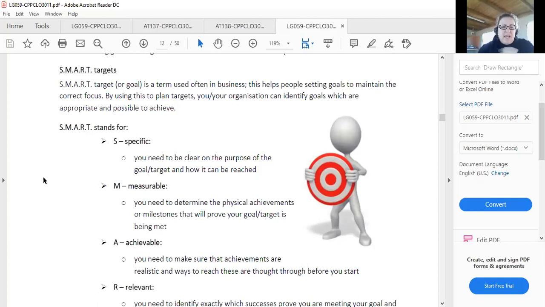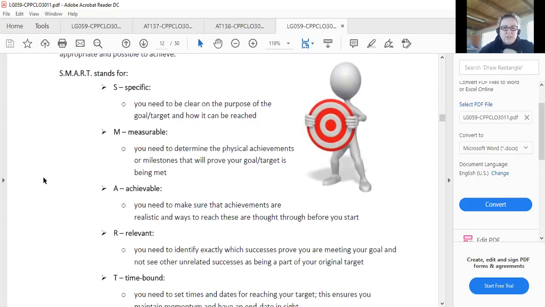So SMART stands for specific. You need to be clear on the purpose of your goal and how it can be reached. So you've got the goal of finishing this course, for example, and you might need to set some measurable and achievable targets in relation to that. Measurable needs you to be able to actually measure the achievements or the milestones and when they're going to be met. So if you've got 14 units that need to be done over 26 weeks, it's pretty clear that you need to be doing about 1 to 2 every 2 weeks.